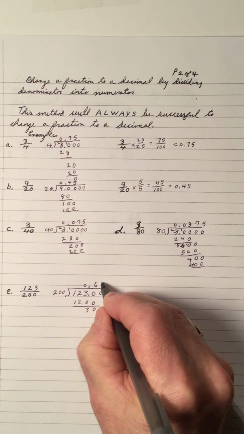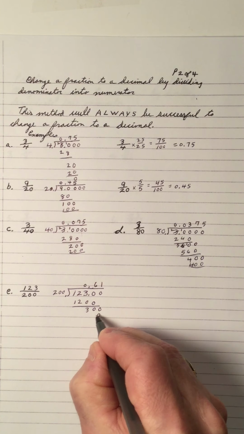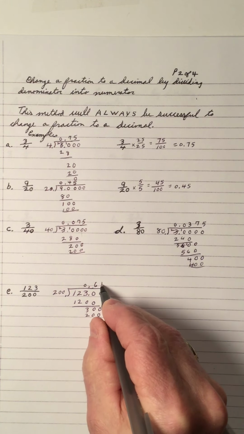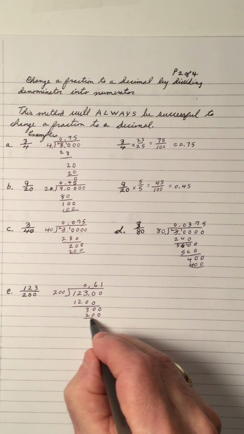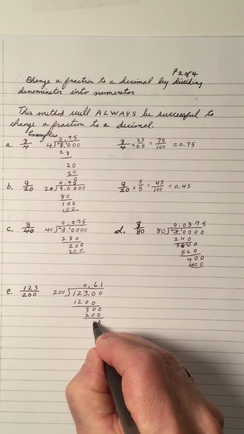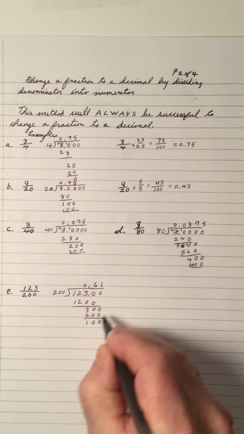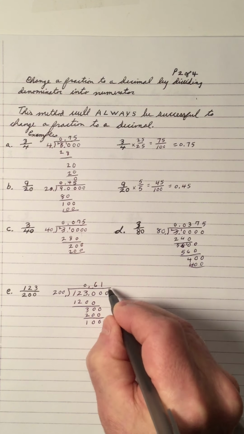200 into 300 goes once. 1 times 0, 1 times 0, 1 times 2. Subtract. 0, 0. 3 subtract 2 is 1. Keep going. Bring down another 0.